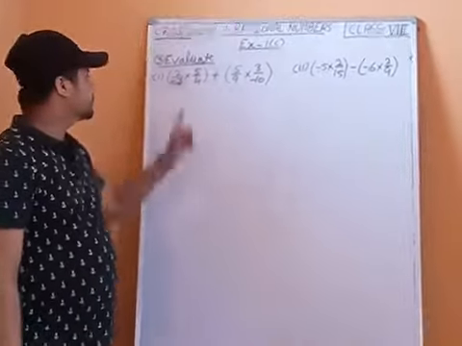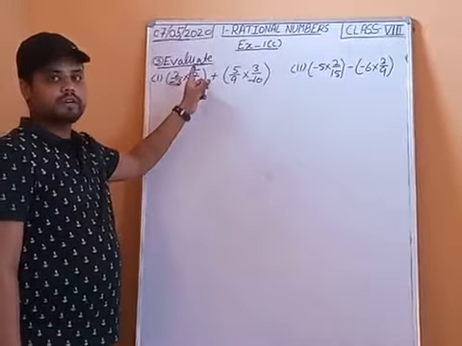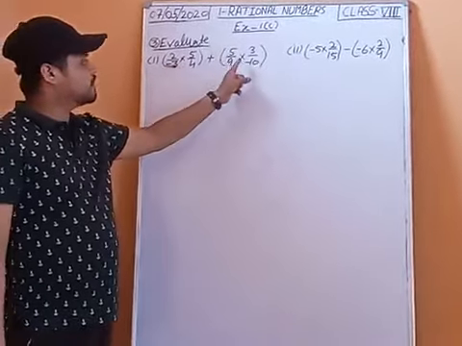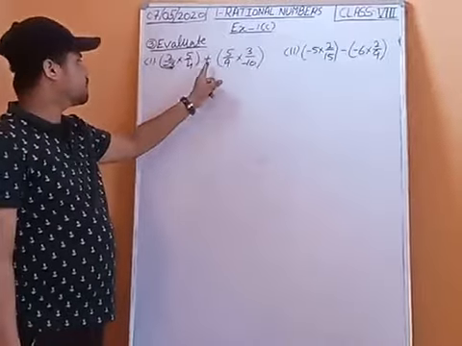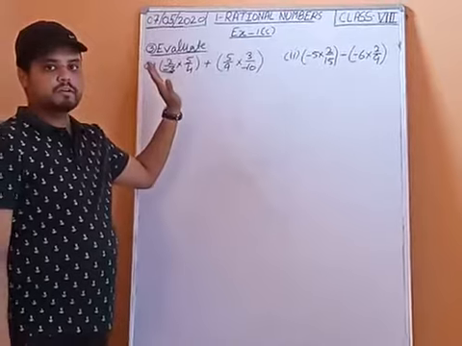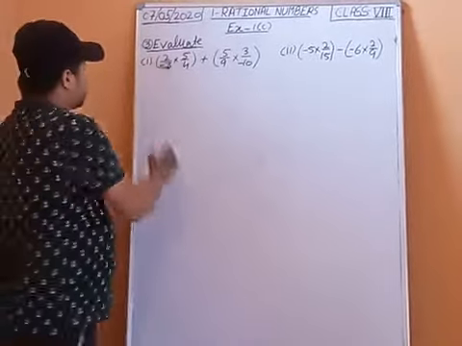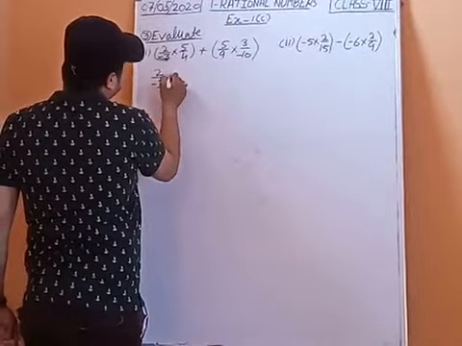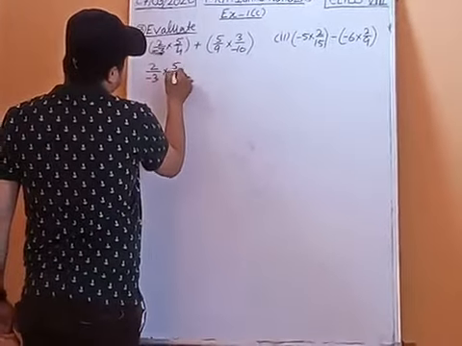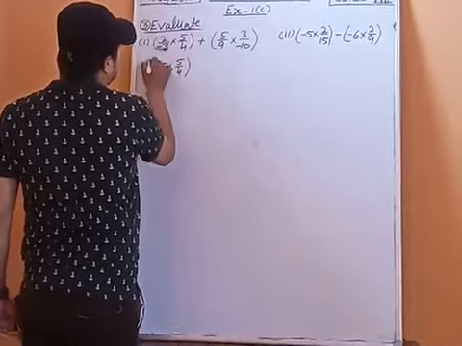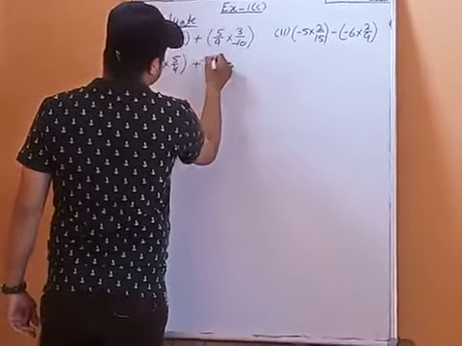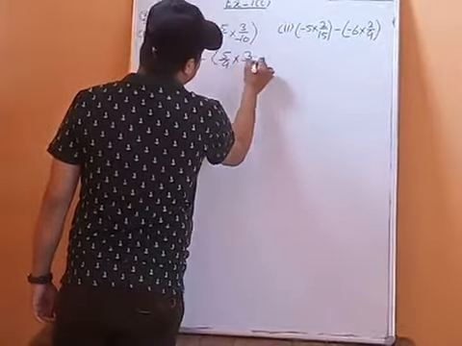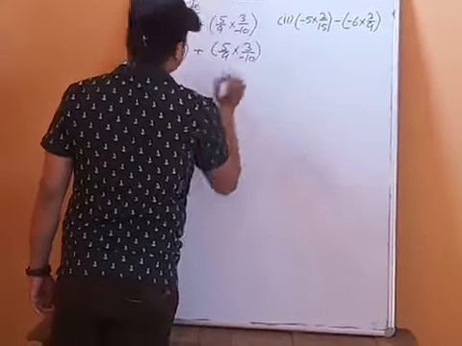Now students, the third sum is also evaluate, in which first this multiply, then this multiply, then addition of both the rational numbers. So we will write once again this: 2 upon minus 3 multiply 5 upon 4, bracket, plus 5 upon 9 multiply 3 upon minus 10.